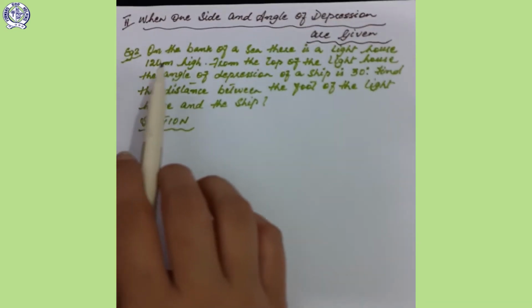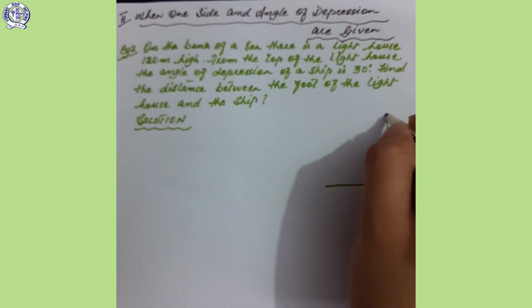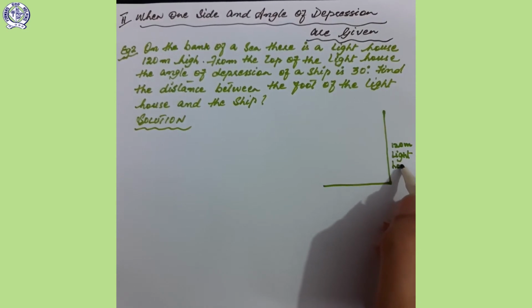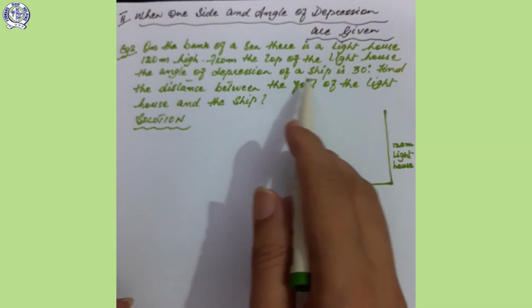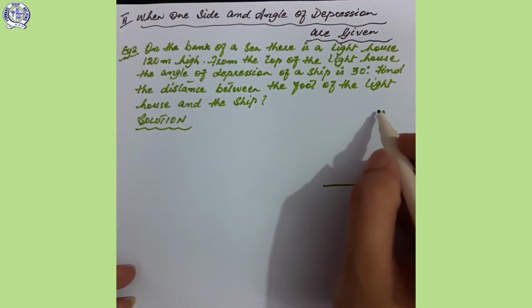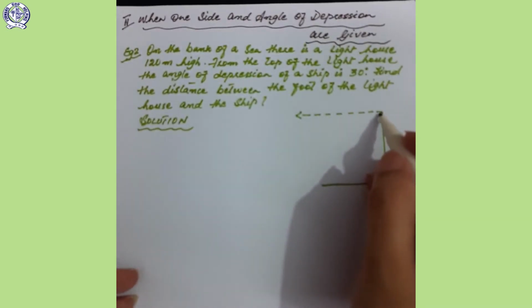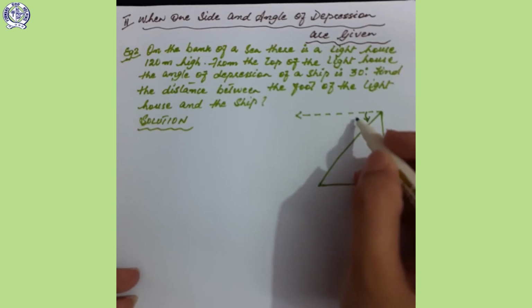Now the question is: on the bank of a sea there is a lighthouse 120 meters high. So we will make the bank of the sea. Suppose this is the bank of the sea, and there is a lighthouse 120 meters high. So we will make the lighthouse here, and this is 120 meters high. From the top of the lighthouse the angle of depression of a ship is 30 degrees. So suppose this is the baseline from the top of the lighthouse, and from here in a downward direction you will make the angle of 30 degrees. So angle of depression in this direction is 30 degrees.